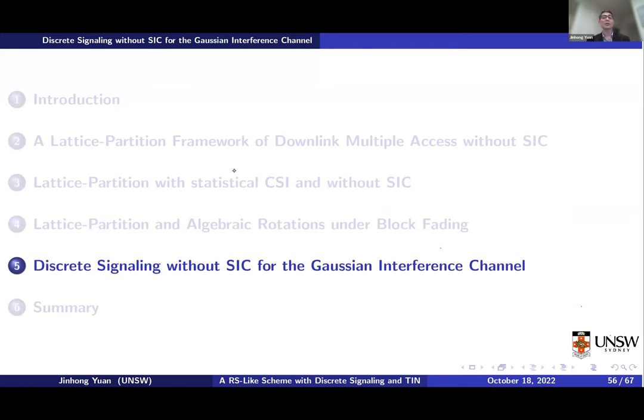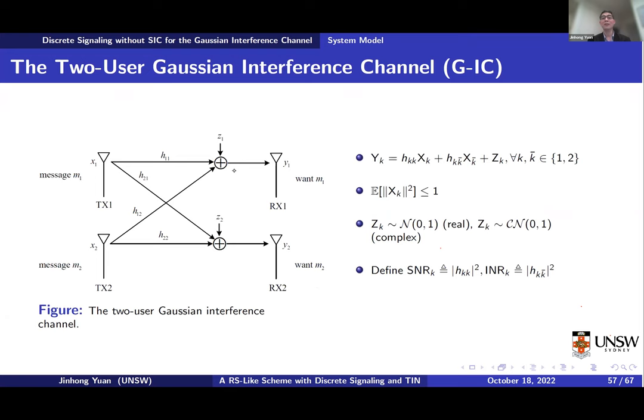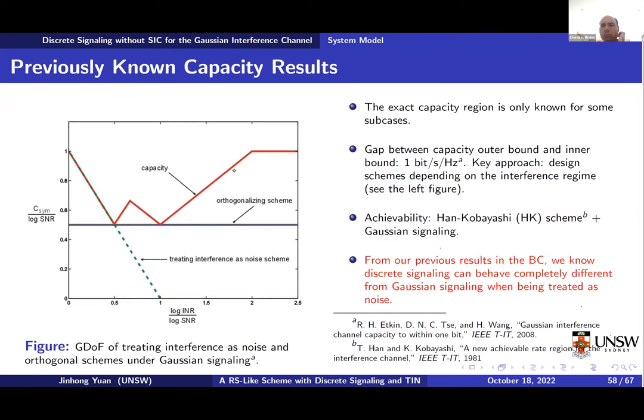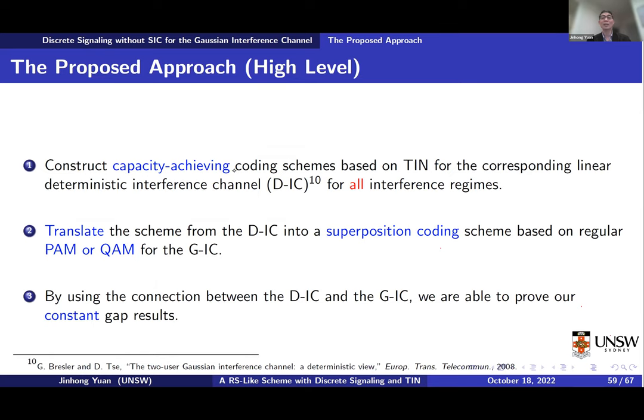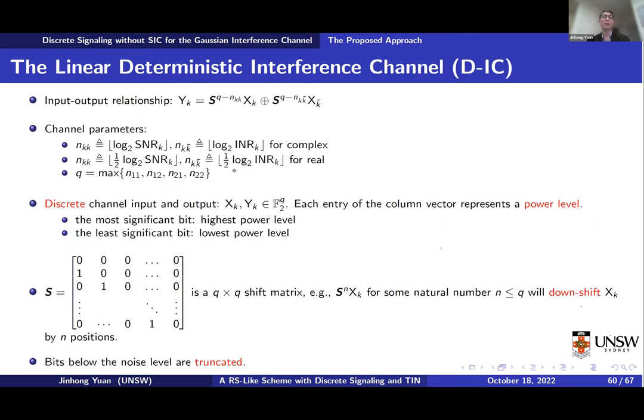We also show this discrete signaling without successive interference cancellation can work for the Gaussian interference channel. This Gaussian interference channel is a very tough channel. And particularly, we know the exact capacity region is only known for some subclasses. And the conventional way to design a capacity achieving scheme is you need to know which interference region you are going to work on. That means that scheme is interference region dependent. And for treating interference as noise with integer discrete signaling, we don't need to know which region. We can design a scheme regardless of your interference region. It means this scheme can be capacity achieving for all interference regions. Again, I'm not going into much detail.